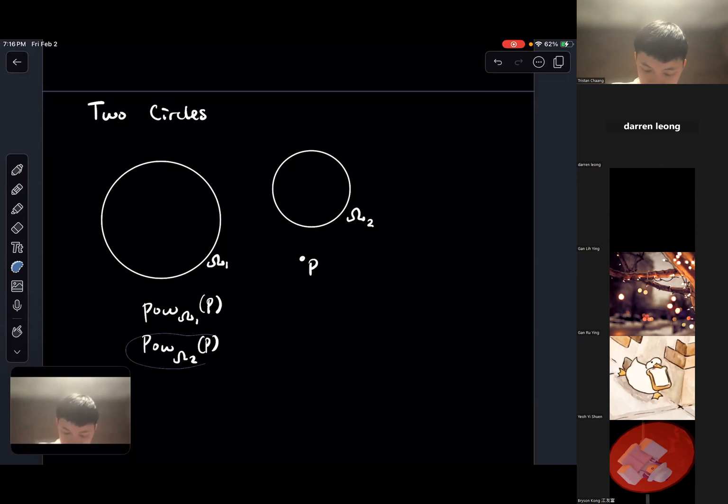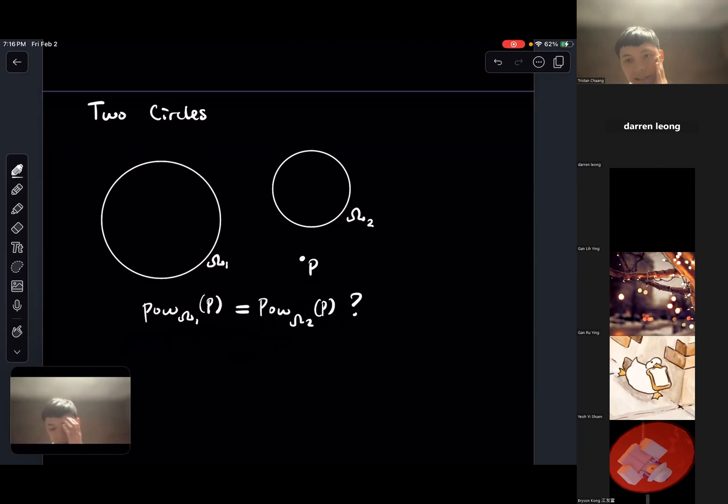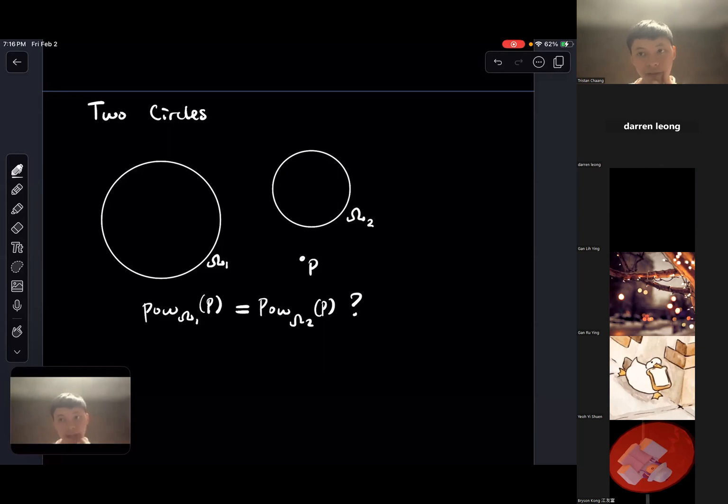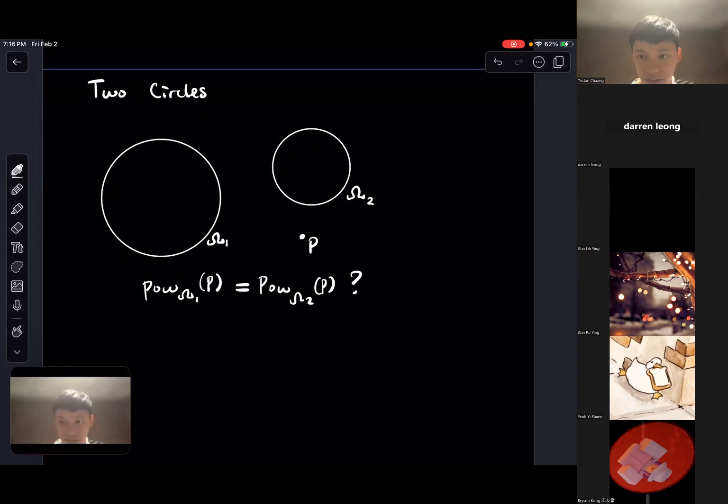So, where these two are equal. And the answer is, anyone remembers? So you fix two circles, and now you want to find the set of points P such that these two are equal. It's a line, yes, and the line itself is called the radical axis.